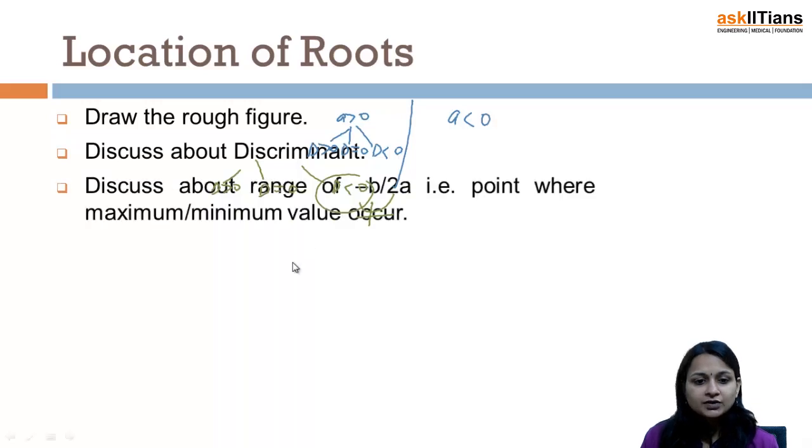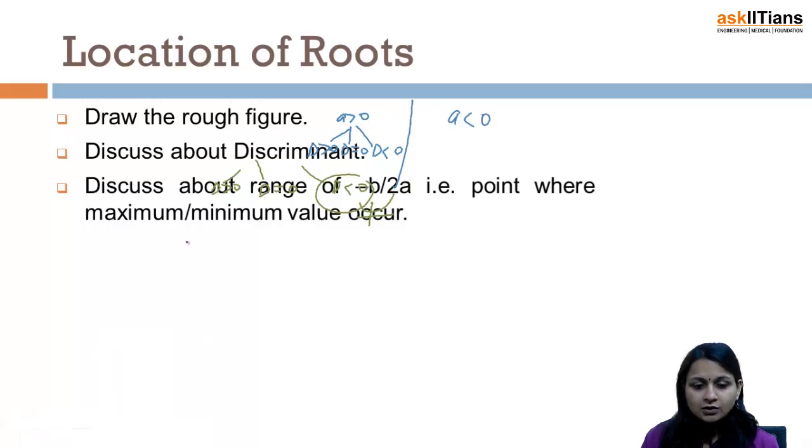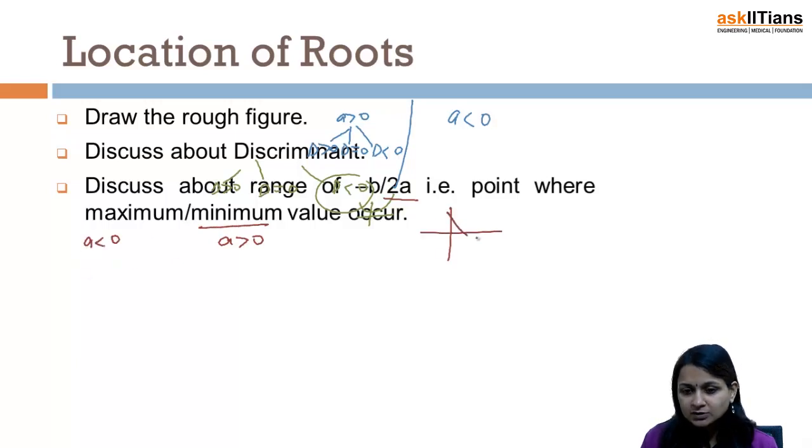Now the next step is we discuss the range of minus b upon 2a, which is the point where maximum and minimum value occurs. Till this time this point would be very clear to all of you, because minus b upon 2a is the point where minimum occurs when a is greater than 0 and maximum occurs when a is less than 0. So we talk about its range as per the location of roots.